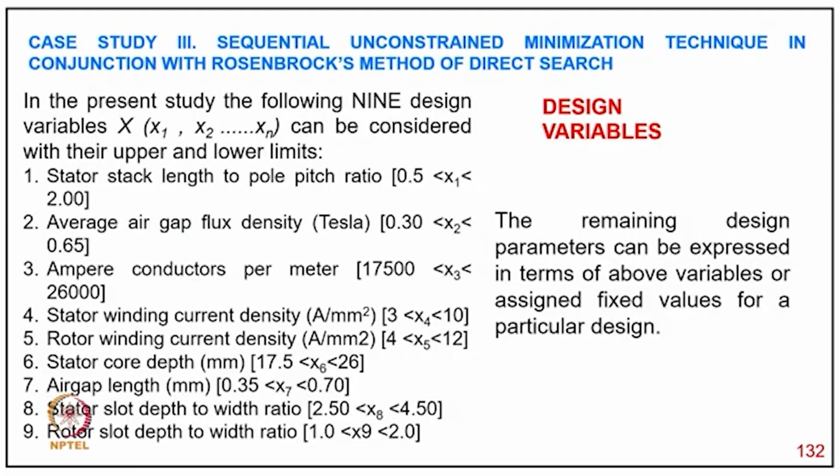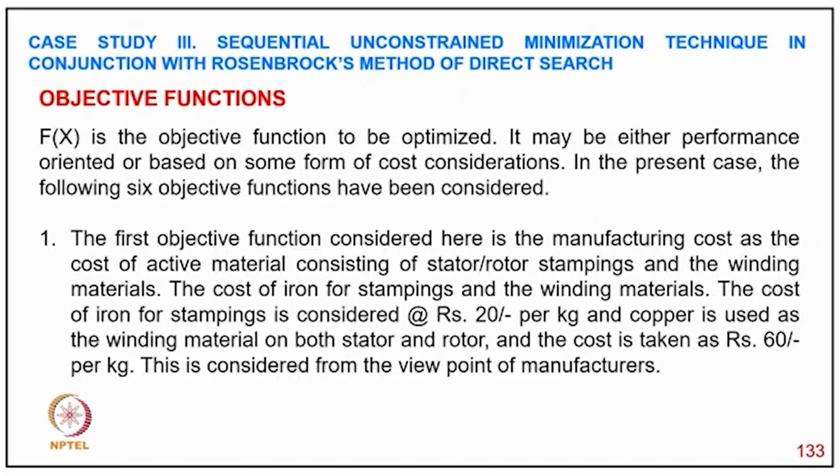Here, in the present study, the following nine design variables are considered: stator stack length, average air gap flux density, ampere conductor electrical specific loading, stator winding current density, rotor winding current density, stator core depth, air gap length, stator slot depth to width ratio, and rotor slot depth to width ratio. The remaining design parameters are expressed in terms of these variables or assigned as fixed design variables.